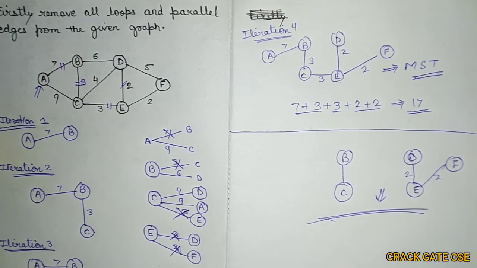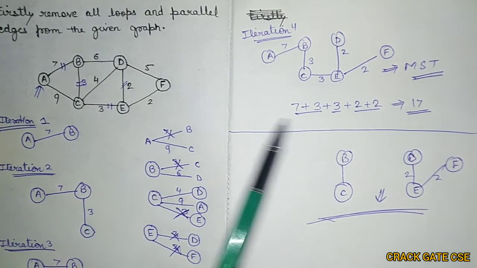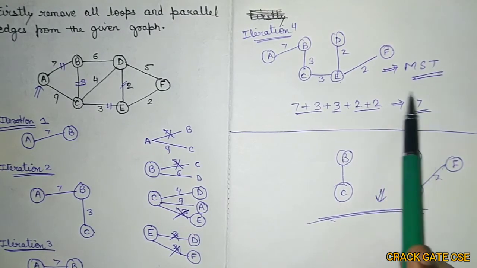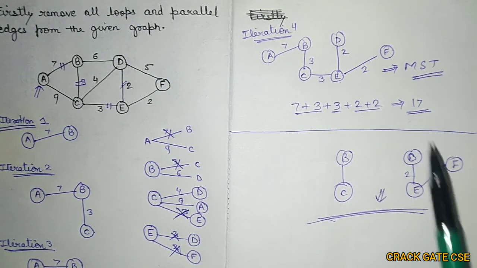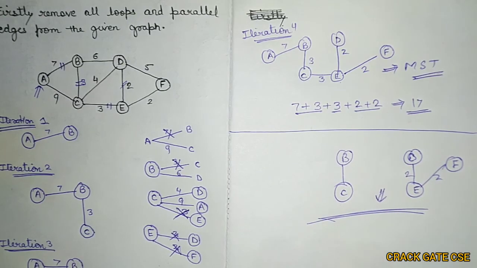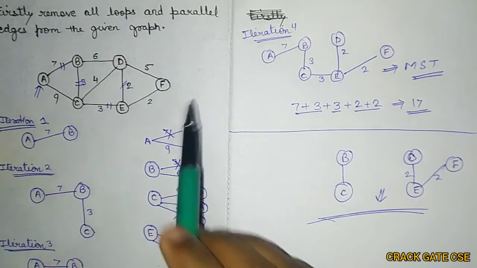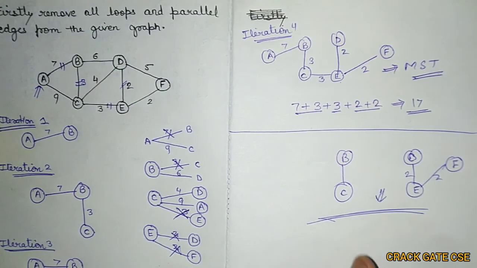So what kind of question can come from this Prim's perspective? One question will be, they will give you the graph and they will ask what is the minimum cost spanning tree weight. And another question is, they will give you a particular graph and a sequence as an option, and they will ask which of the following is the correct sequence if we apply Prim's algorithm in a given graph. So these two kinds of questions can come in your exam.